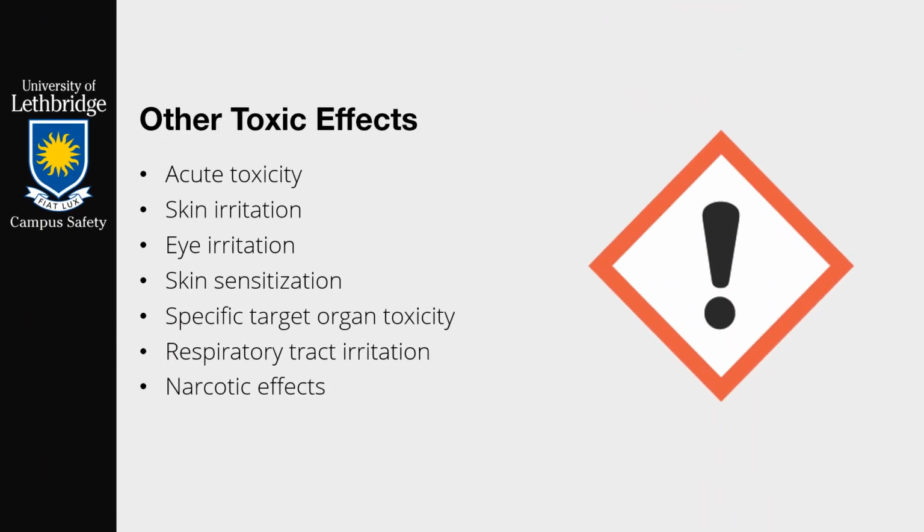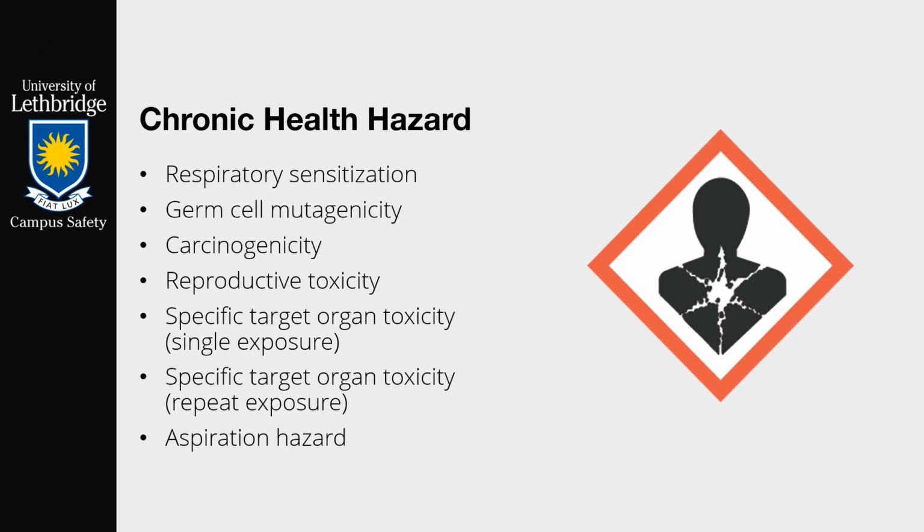The exclamation mark pictogram represents other toxic effects. This includes materials that can cause acute toxicity, skin or eye irritation, skin sensitization, specific target organ toxicity, respiratory tract irritation, or narcotic effects. This pictogram represents chronic health hazards. It includes materials that can cause respiratory sensitization, germ cell mutagenicity, carcinogenicity, reproductive toxicity, specific target organ toxicity from either singular or repeat exposures, and can be an aspiration hazard.